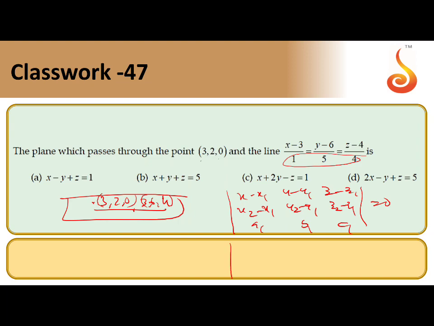So now this gives x minus 3, y minus 2, z minus 0, then x2 minus x1: 3 minus 3, 0, 4, and 4 minus 0, 4. Next, 1, 5, 4 equal to 0. So you can solve the equation to get the answer here. What is the first row? X minus 3, y minus 2, z; 0, 4, 0; 1, 5, 4. I will solve the remaining part in the next page.